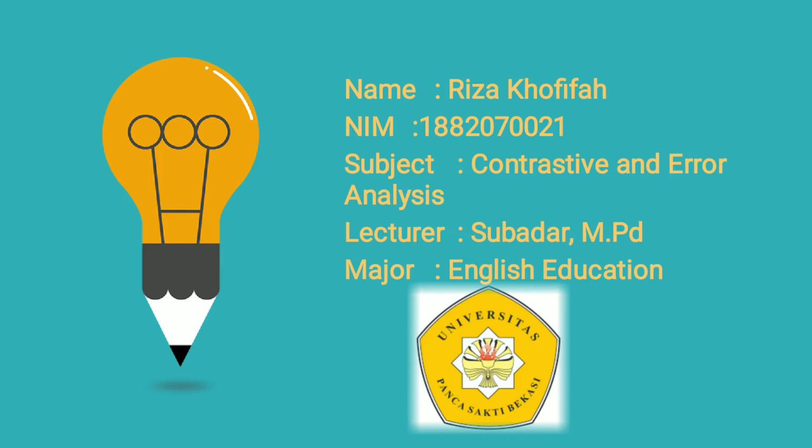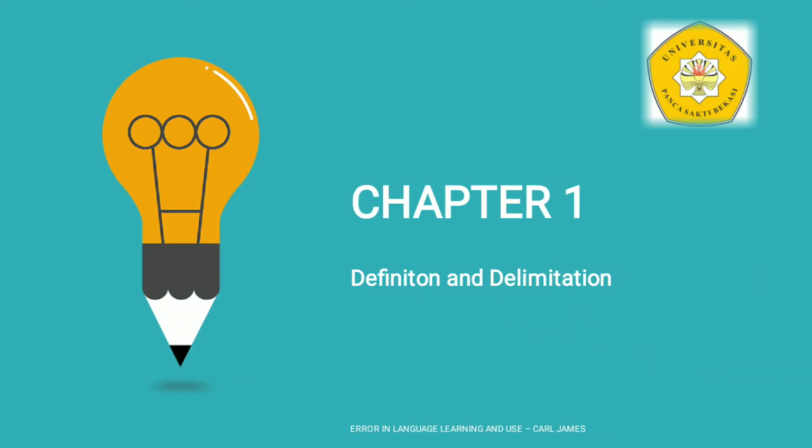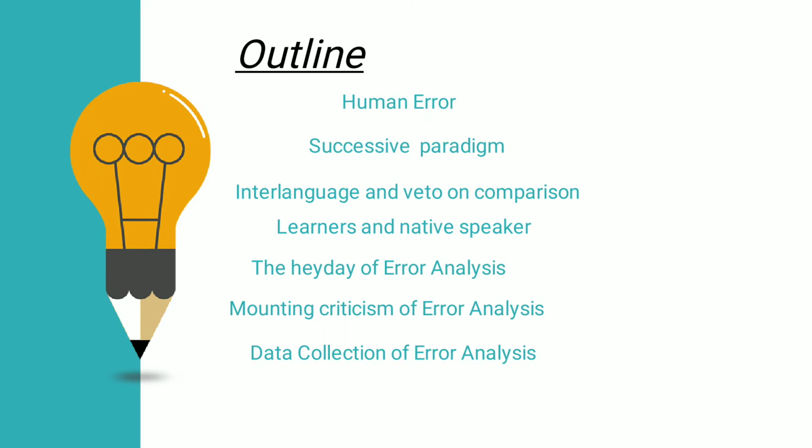Today, this video will talk about the material, contrastive and error analysis, which is entitled Definition and Delimitation, the first chapter of Errors in Language Learning and Use by Carl James. The outline of this presentation are human error, successive paradigm, interlanguage and veto on comparison, learner and native speaker, the heyday of error analysis, mounting criticism of error analysis, and data collection of error analysis.